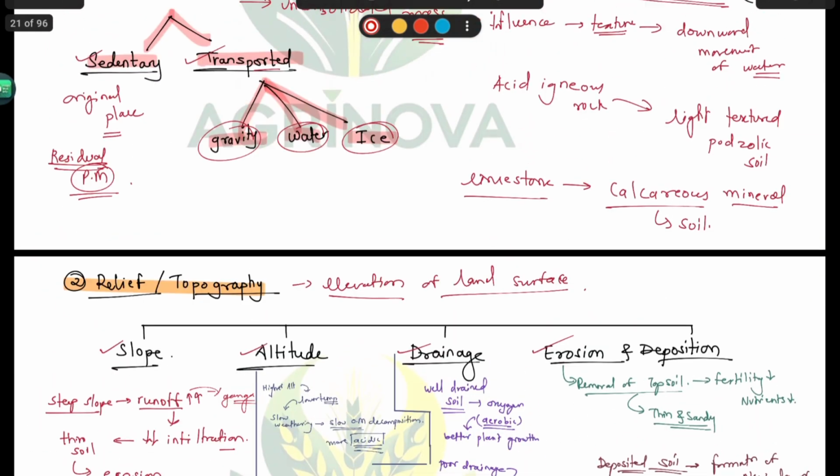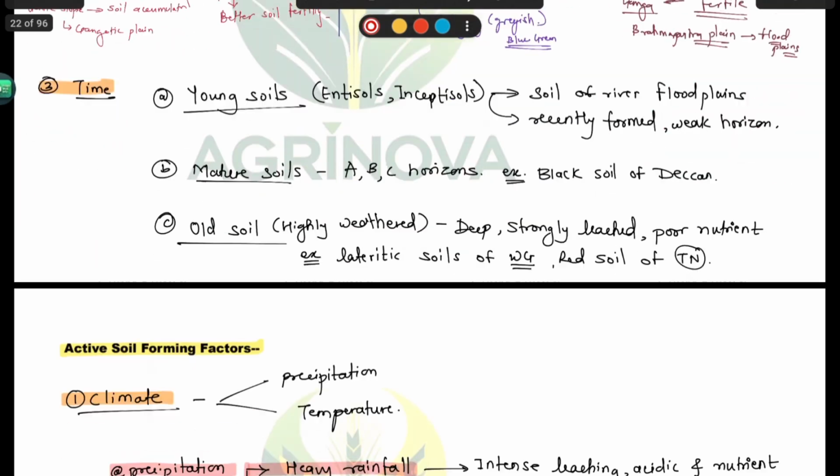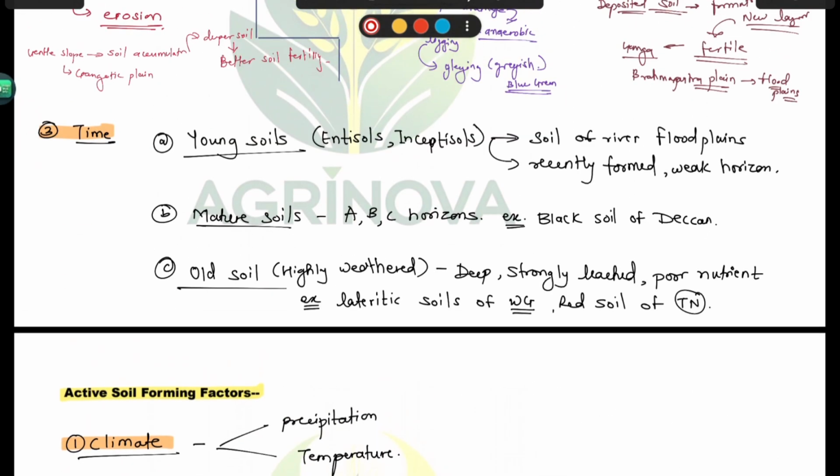So the next factor, after the parent material and relief, is time. Basically time is divided into three types, and this is how soil formation is affected by time: young soil, mature soil, and old soil. The young soils are called entisols or inceptisols. We know that rivers in the young stage carry more sediments or soil particles. Basically these young soils are found in river or flood plains. We have seen the floodplains of Brahmaputra and Ganga, which are recently formed and have weak horizons because they are continuously in the phase of transportation.